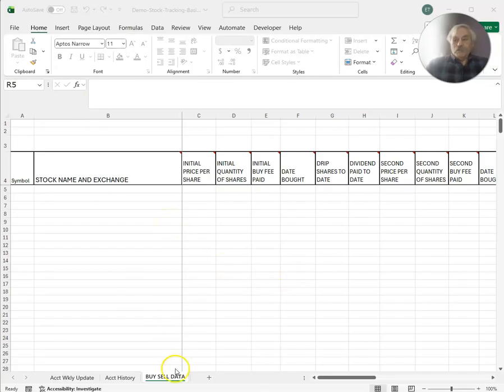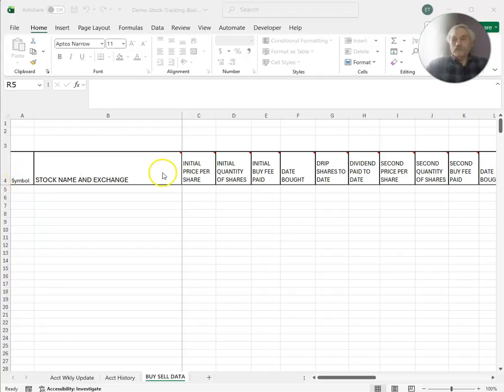It basically comes up on the buy sell tab, and you'll see there are two other tabs, account weekly update and account history. I update my accounts usually on a Saturday, once a week. I have enough shares that it takes too much time to do it every day. This is where you're going to start off, and this is the sheet where most of the information you need is going to reside.